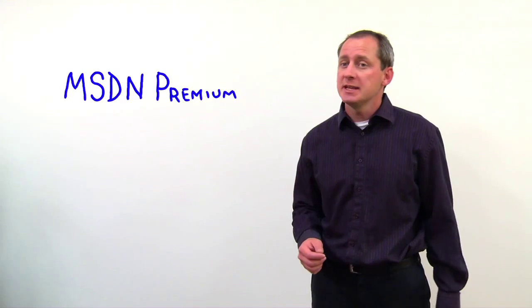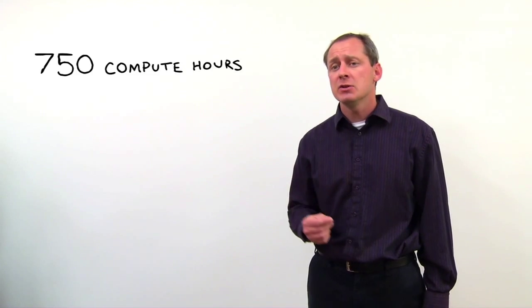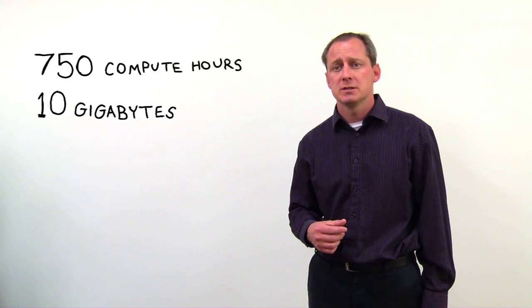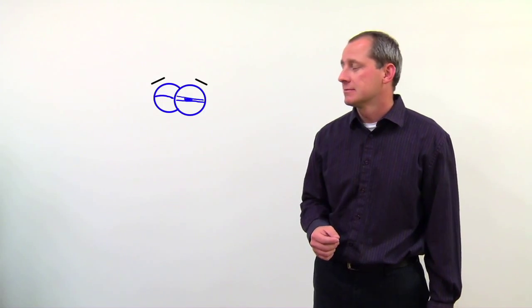If you happen to be an MSDN Premium subscriber or BizSpark participant, Windows Azure is one of your included benefits. For a period of 8 months, you get 750 compute hours, 10 gigabytes of storage, 1 million transactions, plus additional App Fabric and SQL Azure benefits. After 8 months, you'll continue to get access to the Windows Azure platform on an ongoing basis, as long as your MSDN subscription remains active. Resource levels will vary based on your MSDN subscription level, and you can find out more information at msdn.microsoft.com.